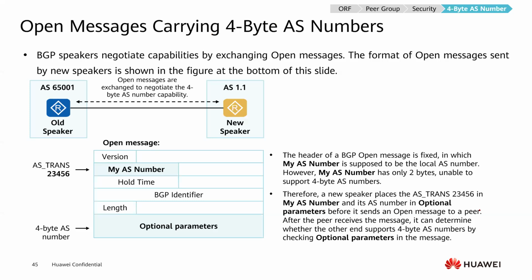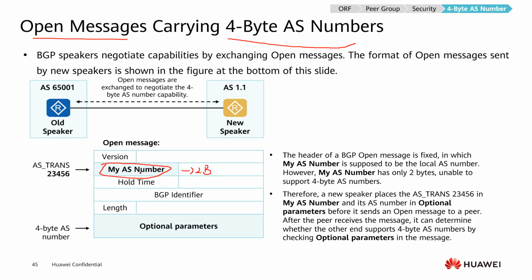Okay, next part is about how the 4-byte AS number is carried in the open message. The speakers exchange the open message to negotiate the capability, to see who can support the 4-byte AS number. The open message has a field for my AS number, and this part is just 2-byte.